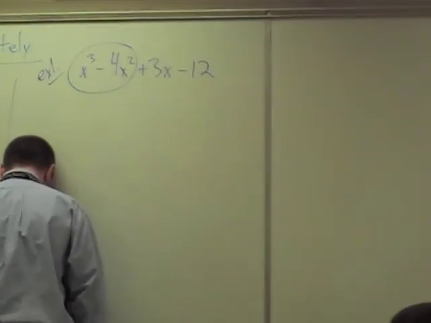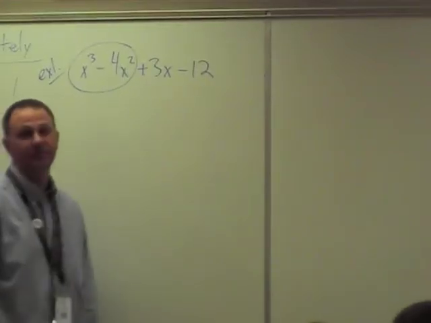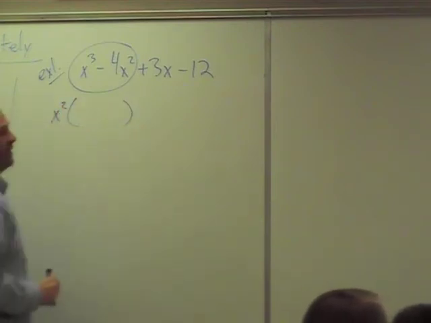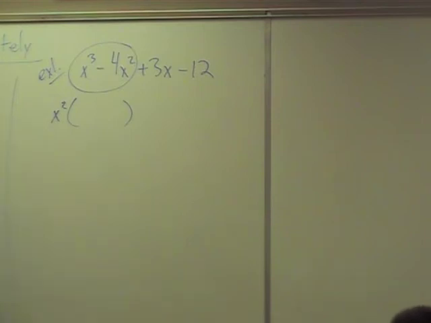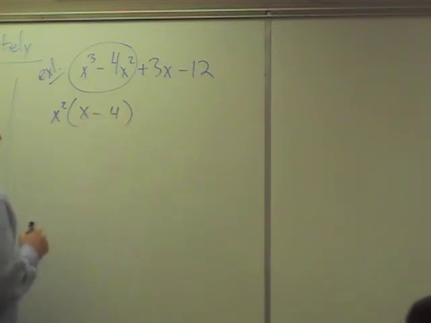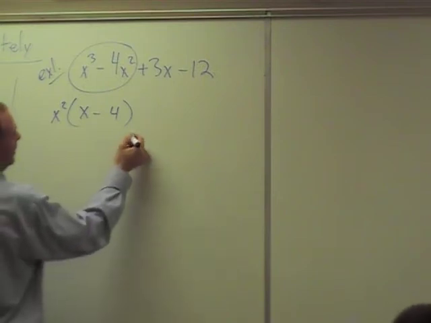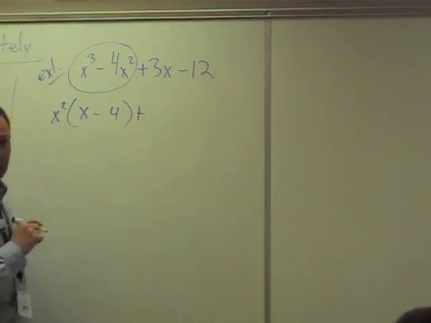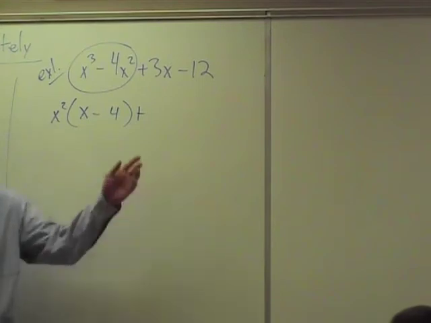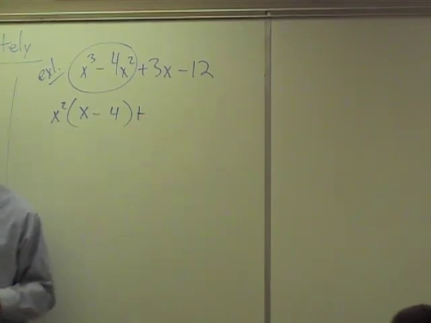X squared, thank you. So what's inside that parenthesis? X minus 4. Thank you. Notice I put a plus sign there. And then if you factor out a negative, you can just change that to a minus instead. Everybody understand that? Yes.